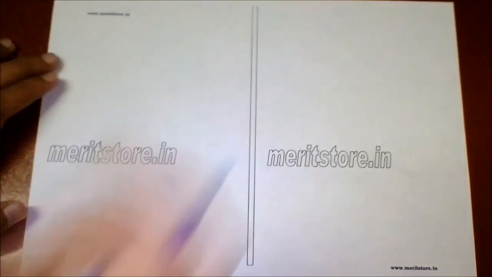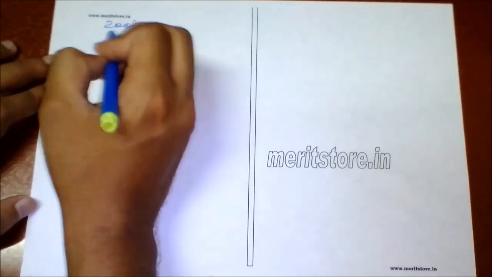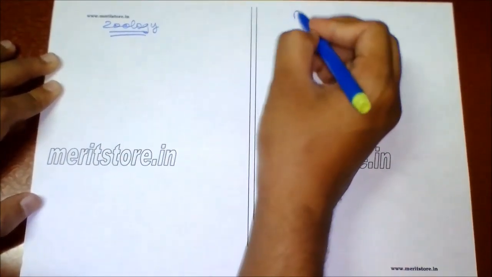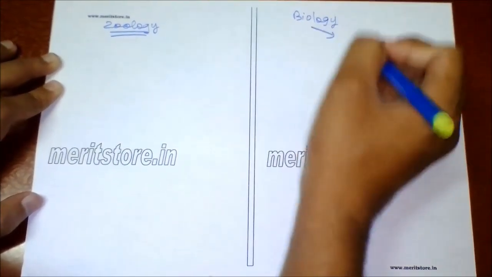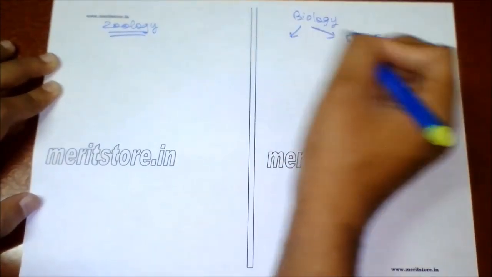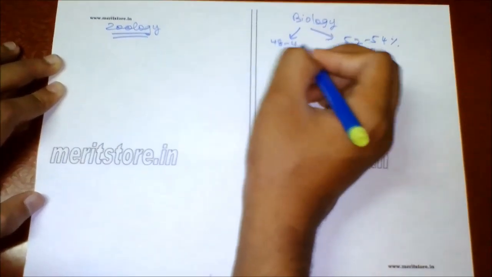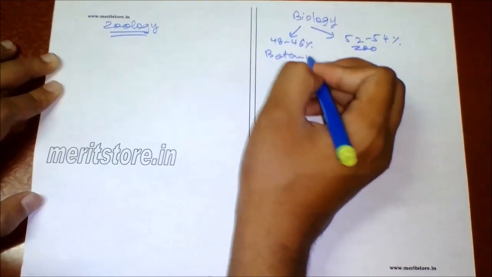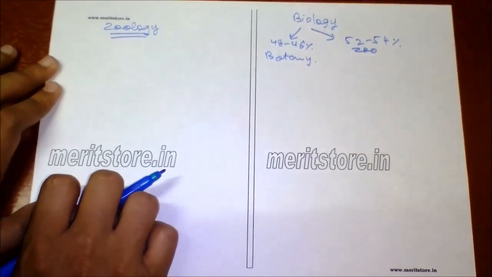Now comes the zoology part. Of the total botany and zoology in biology, zoology consists of 52 to 54% of the questions, and botany consists of 48 to 46% of the questions. So zoology is the main part which you have to focus upon.